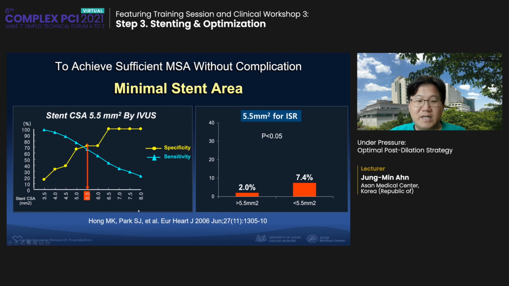This is Dr. Hong's data. For non-left main stenting, we have to achieve a minimal stent cross-sectional area of more than 5.5, which is associated with a lower risk of in-stent restenosis.